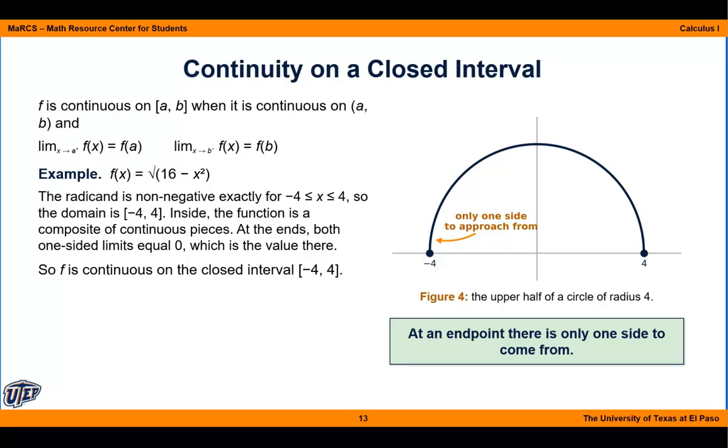At the left endpoint, the right-hand limit is 0. At the right endpoint, the left-hand limit is also 0. Both limits agree with the corresponding endpoint values. Therefore, the function is continuous on its entire closed interval.